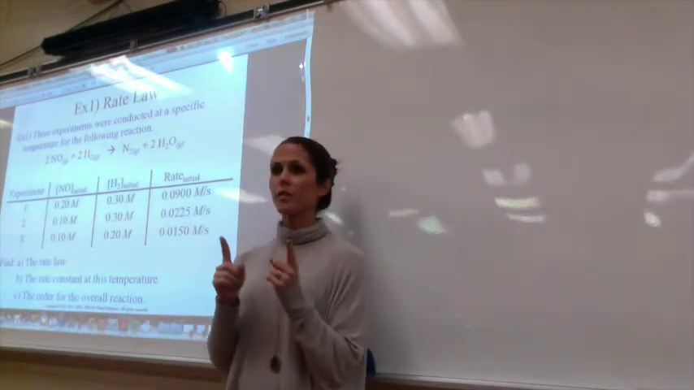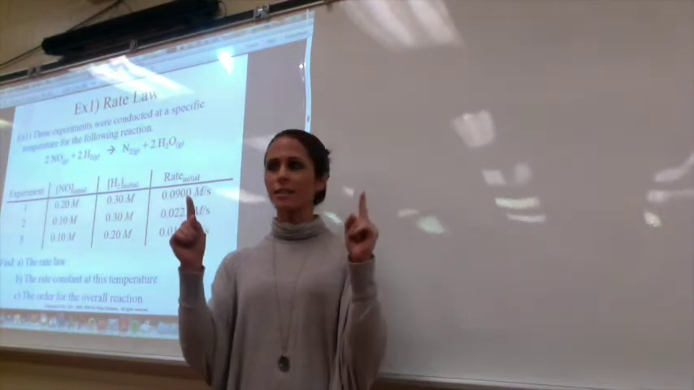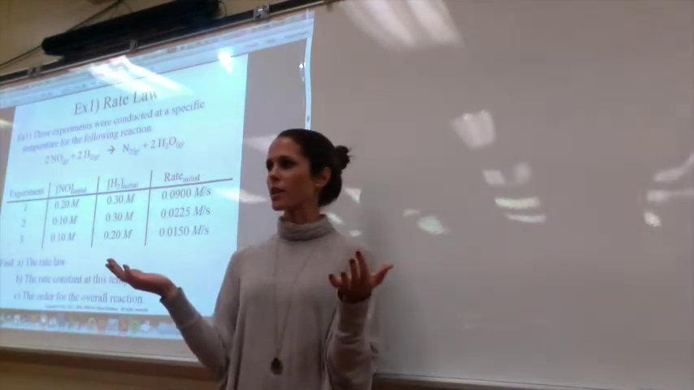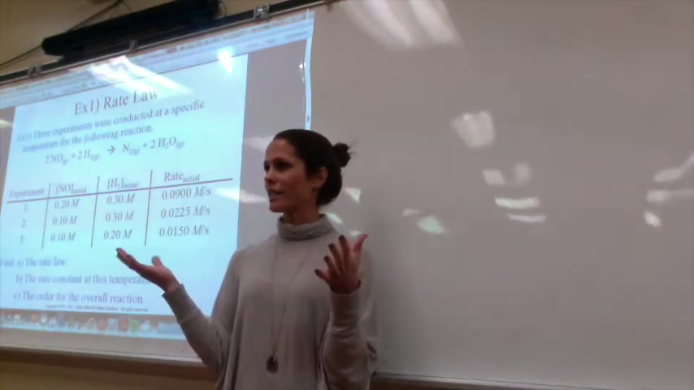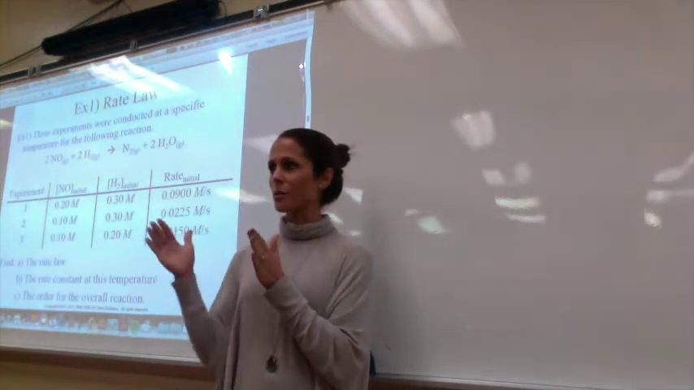So remember, you can only have one variable at a time. You can't change concentration of 2 different reactants at the same time and measure what happens to the rate of something. That doesn't work, right? You have to only examine one variable at a time to determine what happened to the rate.